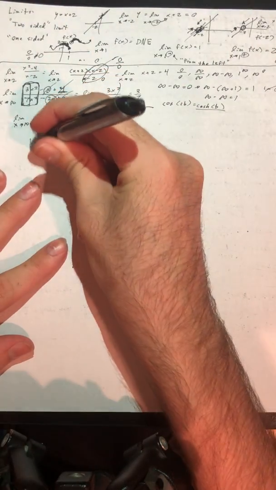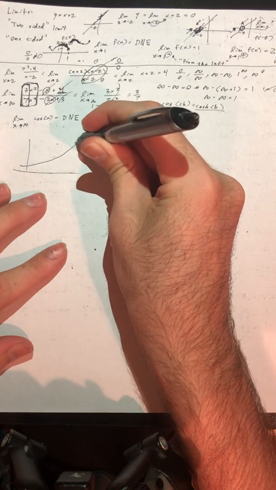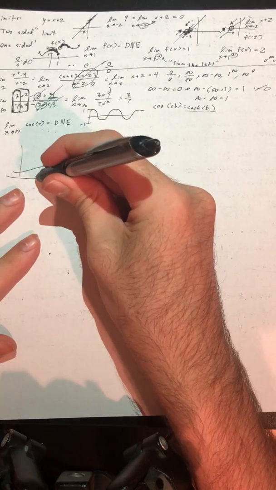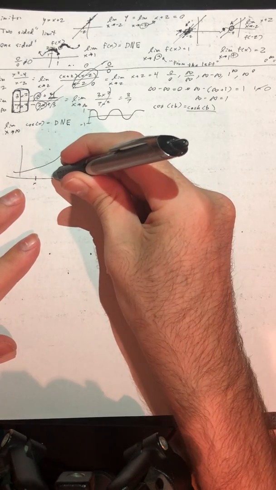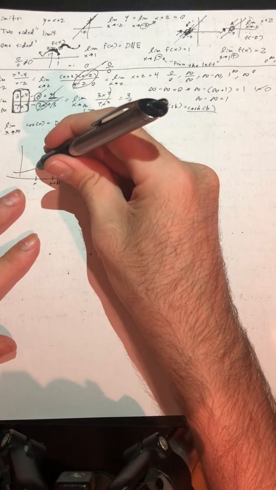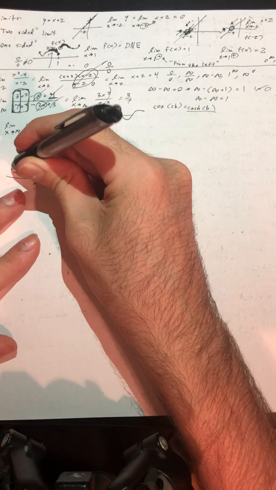Say you've got a function f of x. Say this is your point x, and say this is x plus h. Then this right here is f of x.